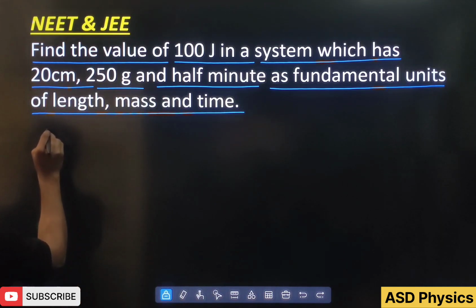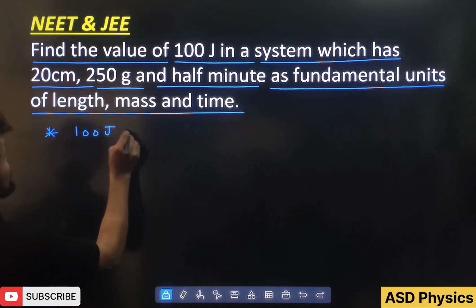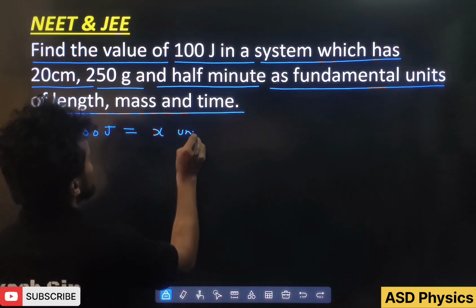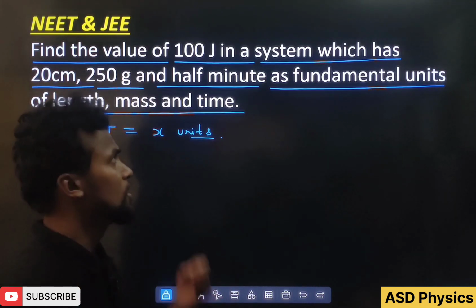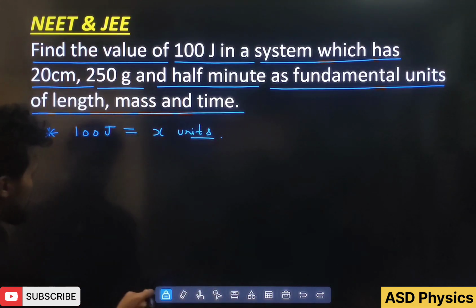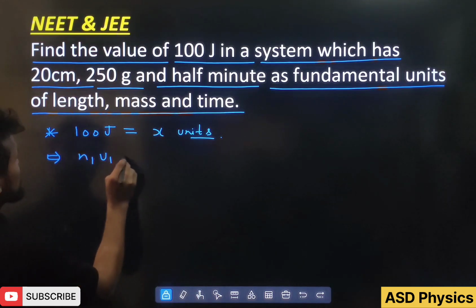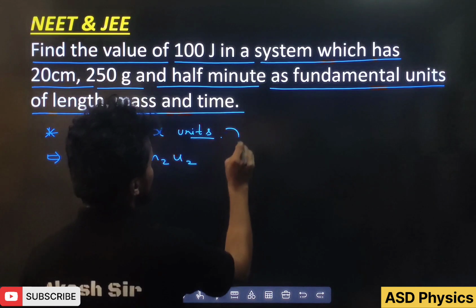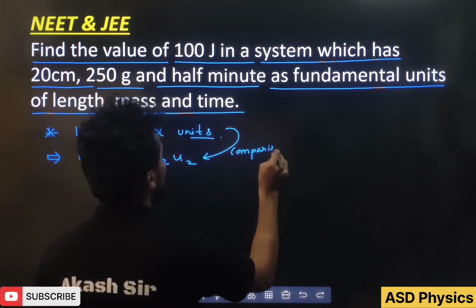So first thing, we'll write here 100 joule is equal to X units, because we don't know what the unit is in the new system. So now the question is transformed to calculating the value of X. Okay, students, after that we will compare this with N1 U1 is equal to N2 U2. We'll do the comparison.